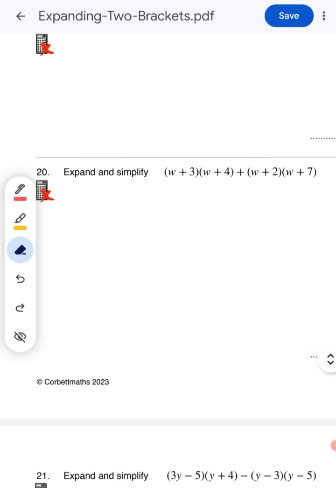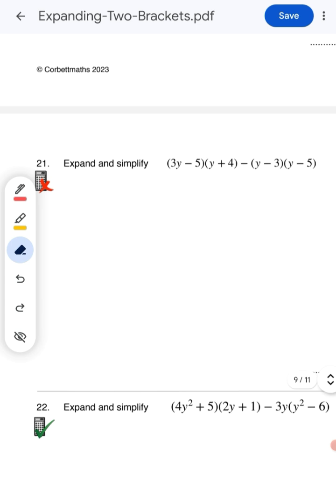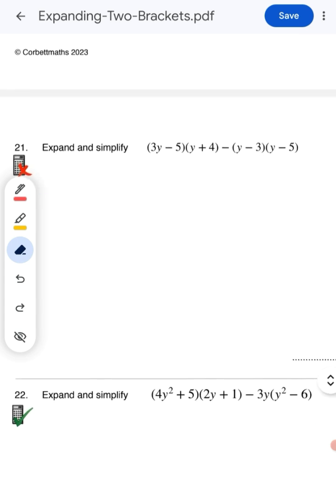Okay, so let's do question number 21 now, as the final question of this PDF. So 3y multiplied by y and 3y multiplied by 4. So 3y squared plus, okay, I would be needing a lot of space. Let's start with it. 3y squared plus 12y minus 5y minus 20.